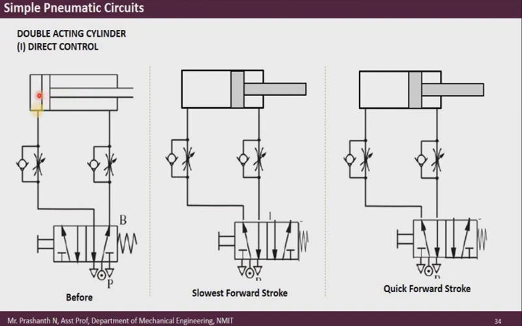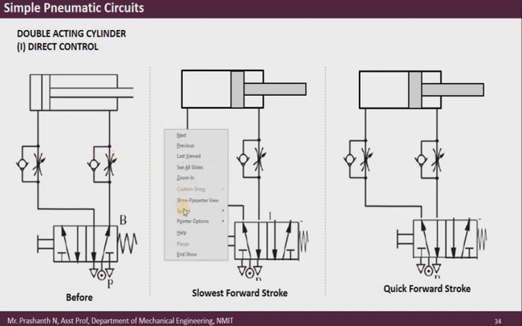The outlet: when the piston tries to move forward, whatever air is present in the rod end of the cylinder cannot pass through the check valve, it has to pass through the throttle valve. So from both sides, this is known as outlet throttling of the air. That means the air which is getting exhausted or coming out from the double acting cylinder is being throttled. So in both cases, this is outlet throttling.